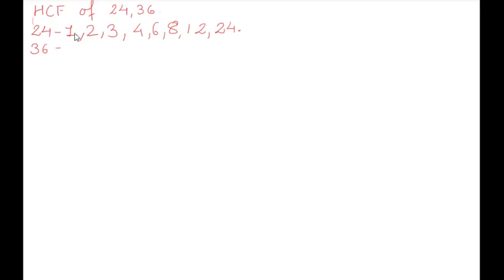What are the factors? 1, 2, 3, 4, 6, 8, 12, 24. Now, the next number is 36. So, the first factor of 36 will be 1 and the last factor will be 36. Okay. Now, between these two, 1 and 36, we will search for other numbers.